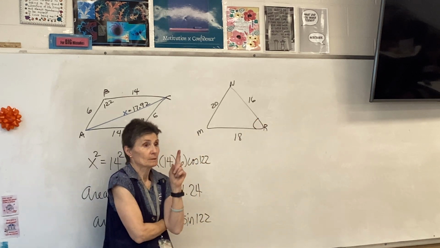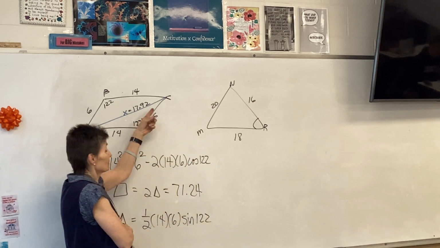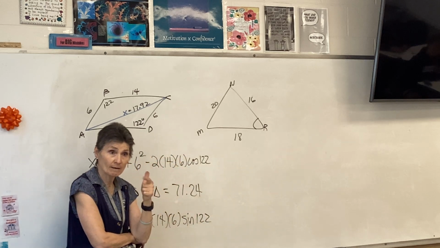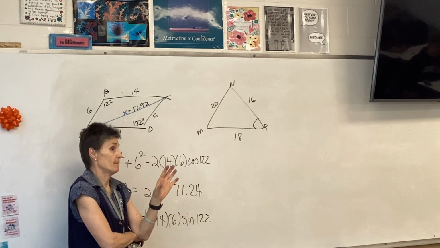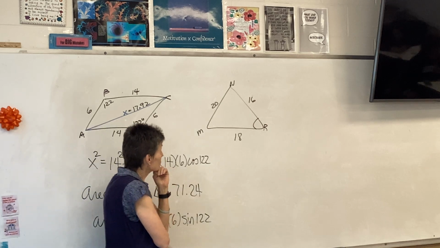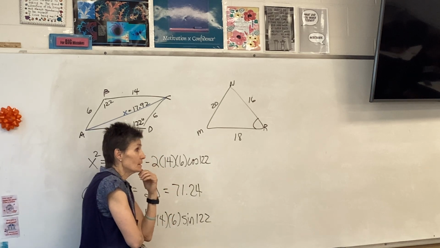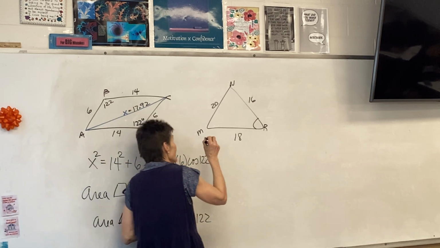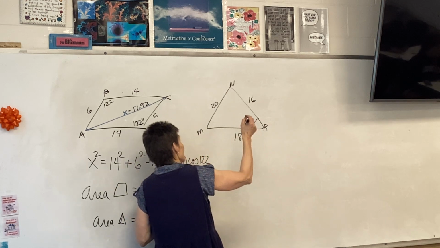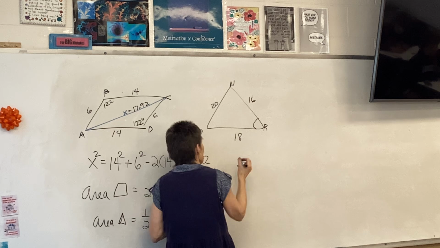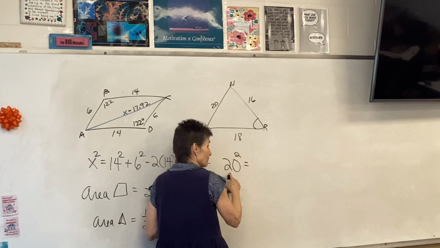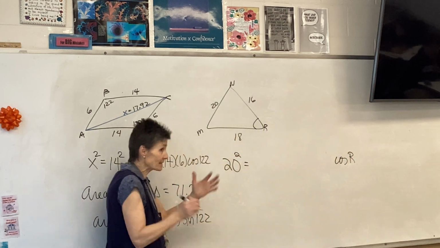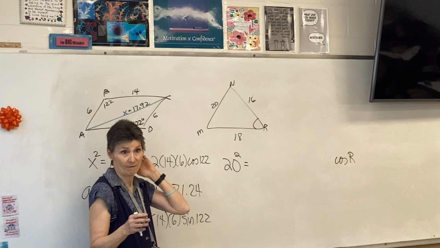Remember, to find a side or an angle, your options are law of sines and law of cosines. That's all you've got. It can't be sines because I don't have that pair, so it has to be law of cosines. If I'm finding R, then here has to be 20 squared, and out here has to be cosine R.